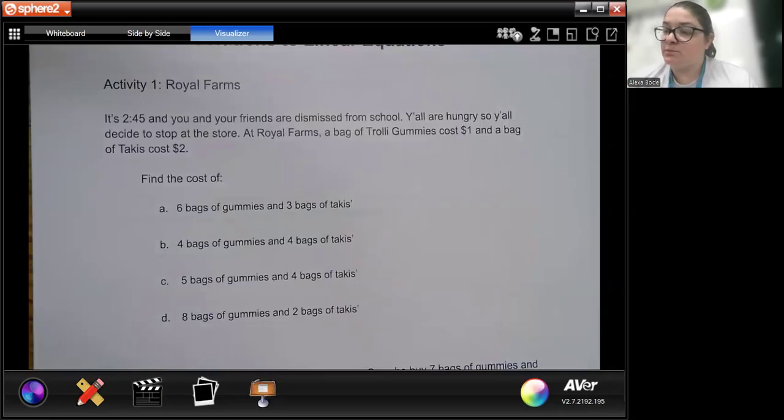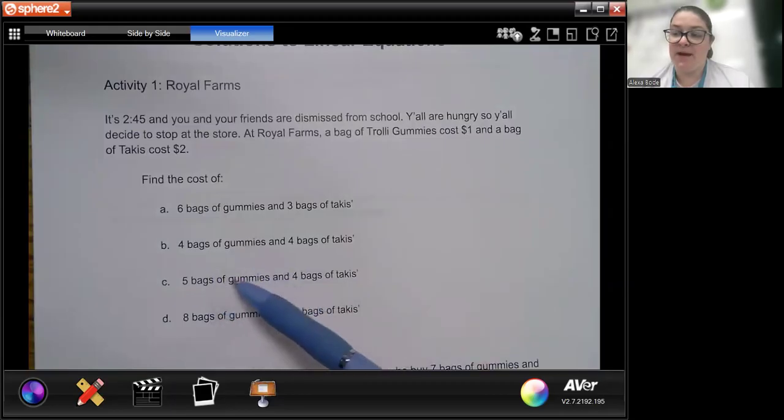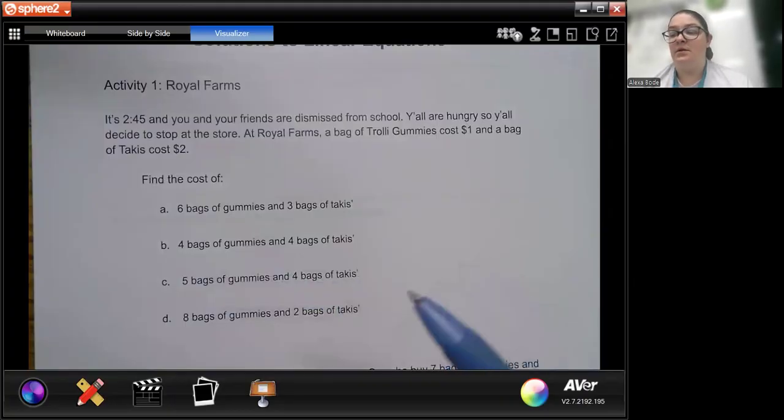Okay. Now go ahead, do 4 bags of gummies and 4 bags of Takis. Go ahead, do 5 bags of gummies and 4 bags of Takis. Lastly, do 8 bags of gummies and 2 bags of Takis.